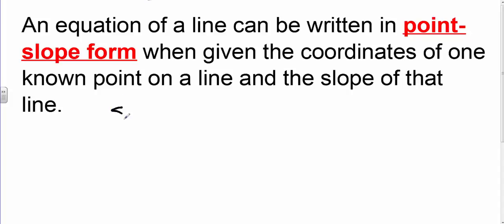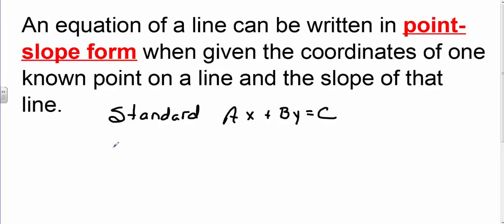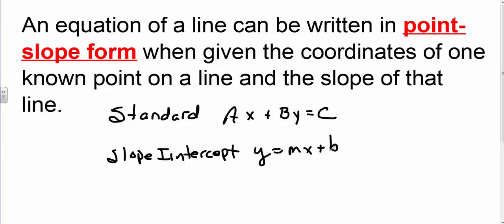So far we've had the standard form for the equation of a line, and that was ax plus by equals c. And then we've had the slope-intercept form of the equation of a line, and that was y equals mx plus b. And in the slope-intercept form you needed to have the slope and you needed to have the y-intercept.